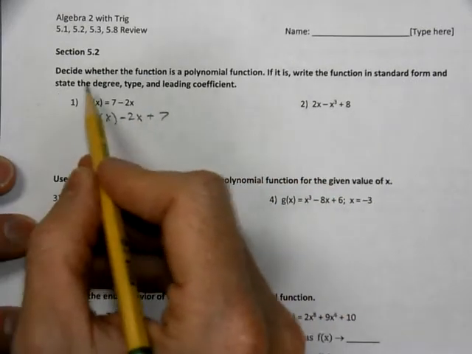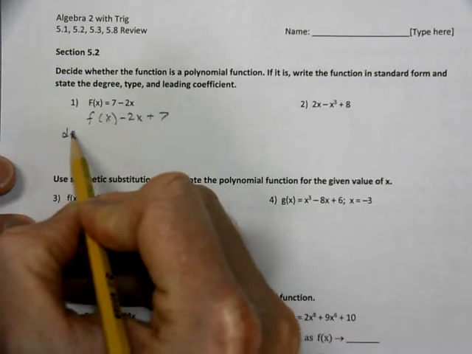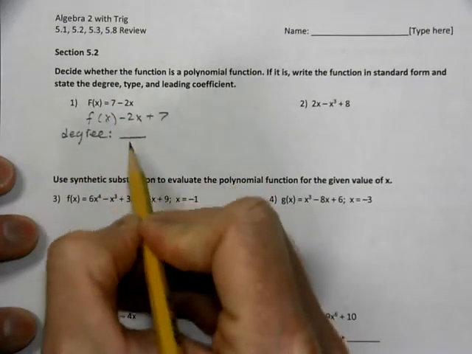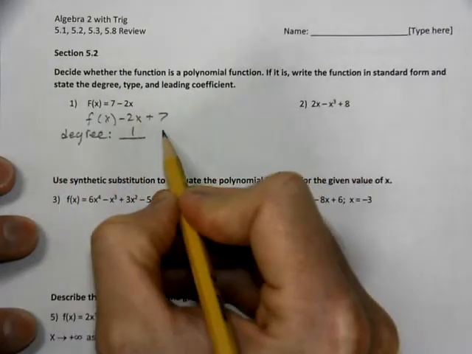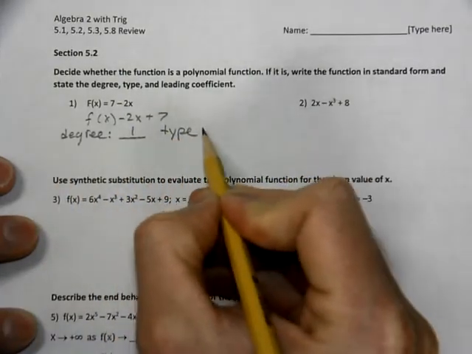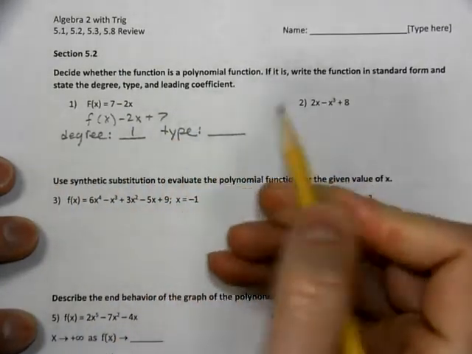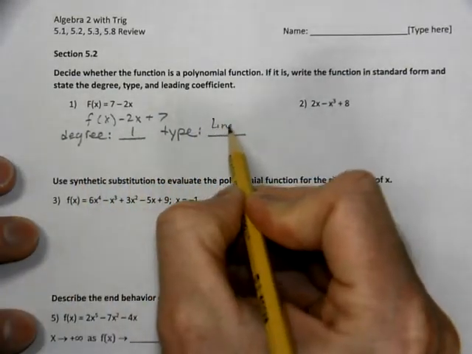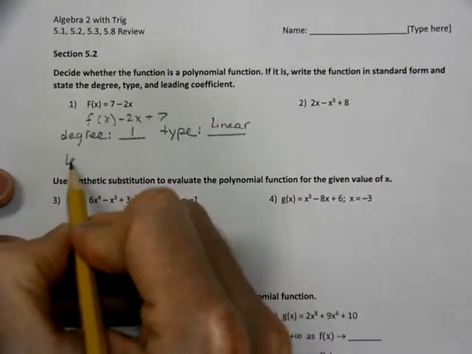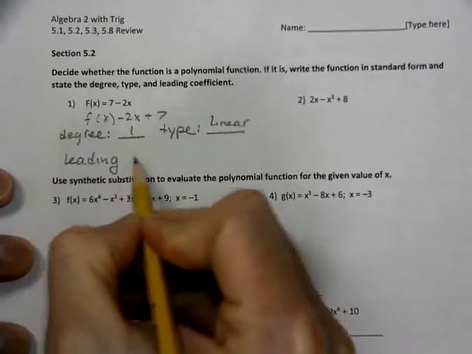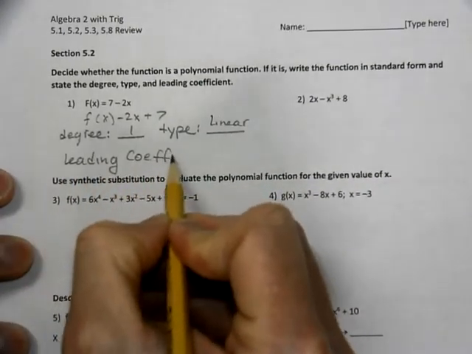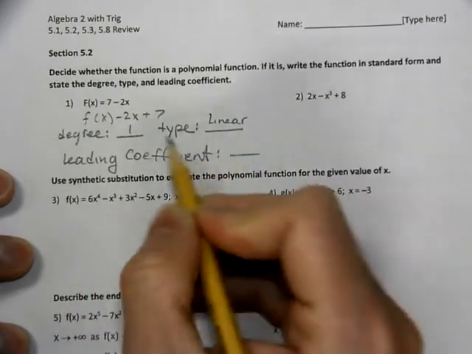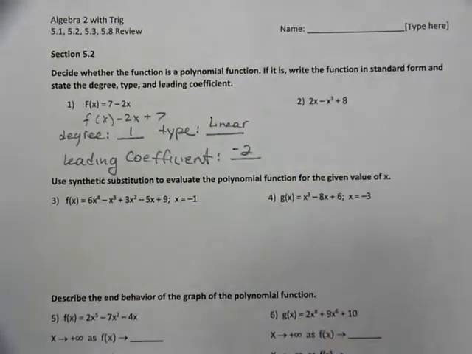We're looking at the degree, and the degree is the exponent, so it's 1. The type of equation it is, we know that since it's a degree of 1, it is considered to be linear. And the leading coefficient, in this case, is our slope, so it's negative 2.